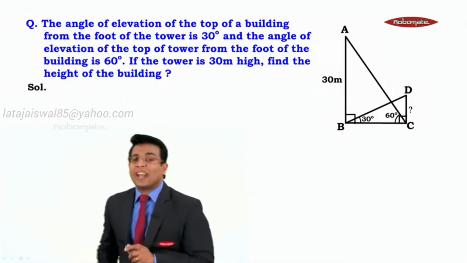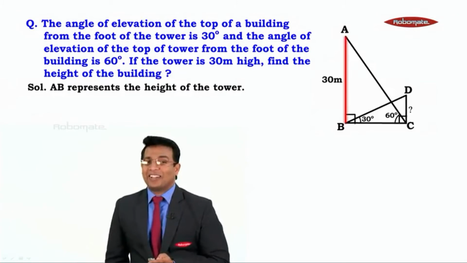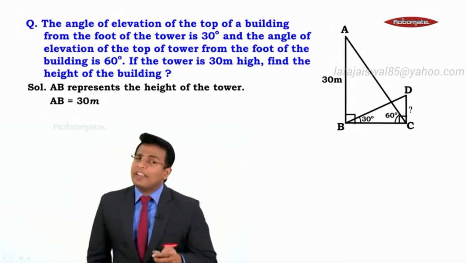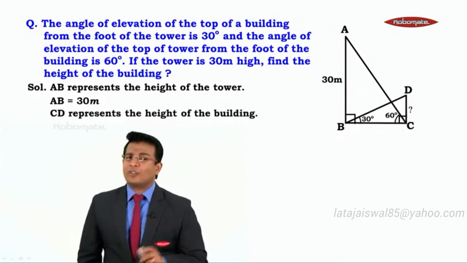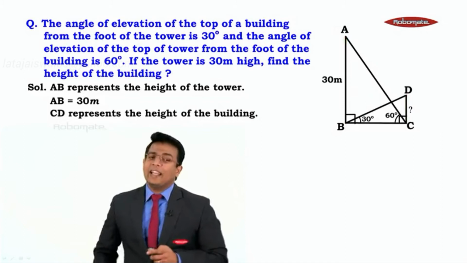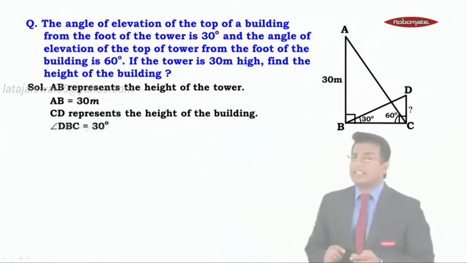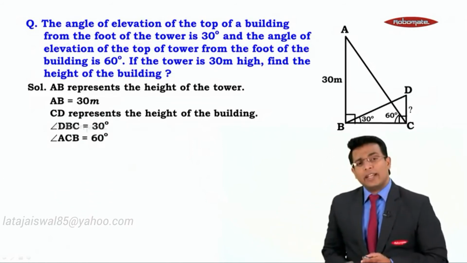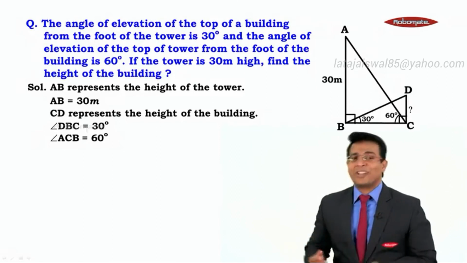Write the description. So we write here, first, AB represents the height of the tower. Beautiful. And we know that AB is equal to 30 meter. Similarly, CD represents the height of the building and we don't have the length of CD. That is what you're supposed to find. There are two angles given to us. One angle is angle DBC, which is given as 30 degree, and the other angle is angle ACB, given as 60 degree. So this is the information which we have, and what are we supposed to find? We need to find the value of DC.